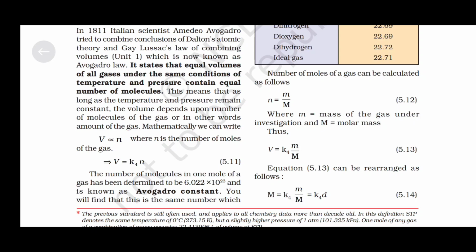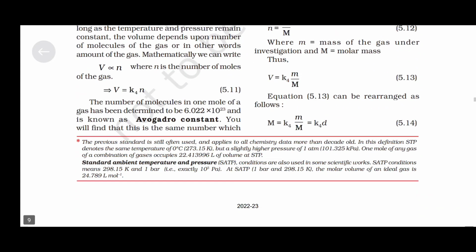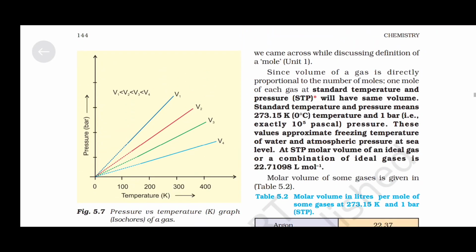The number of molecules in 1 mole of a gas has been determined to be 6.022 × 10^23 and is known as Avogadro constant. You will find that this is the same number which we came across while discussing the definition of a mole in unit 1. Since volume of gas is directly proportional to the number of moles, 1 mole of each gas at standard temperature and pressure, STP, will have the same volume.